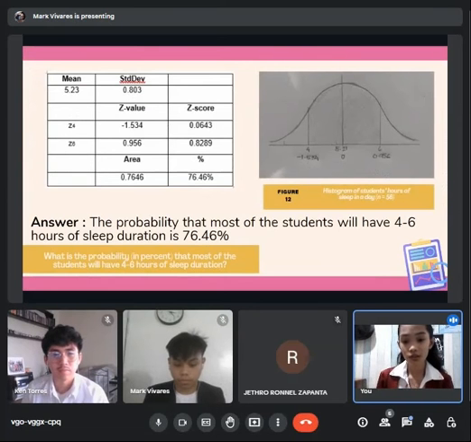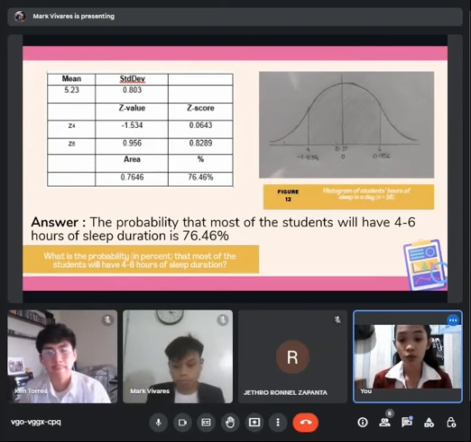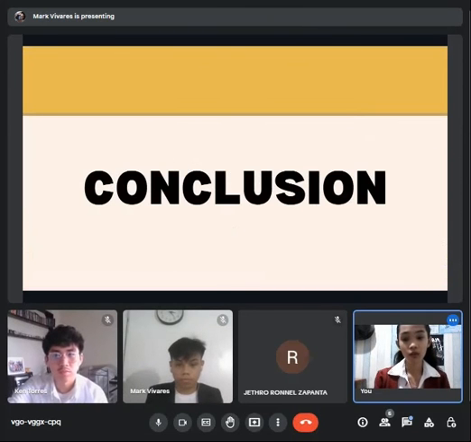And upon computing the z-value for 4 hours and 6 hours and identifying their corresponding z-scores and adding them, we now have an area of 0.7646. Hence, the probability that most of the students have 4 to 6 hours of sleep duration is 76.46%. And upon interpreting these results, we formulate our conclusion.